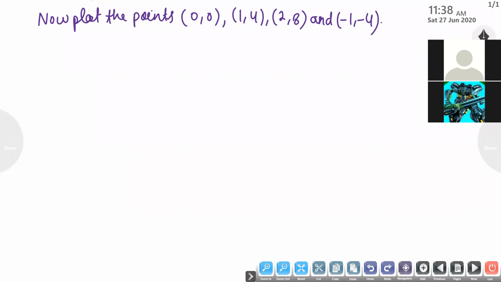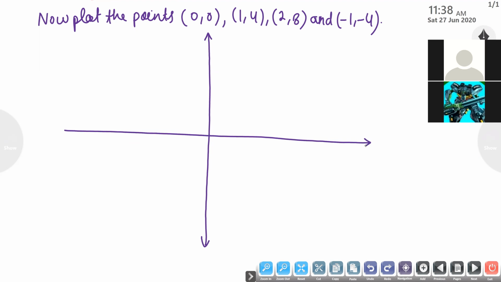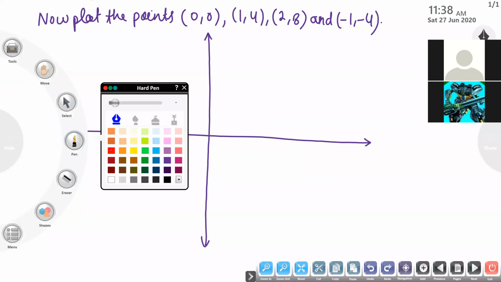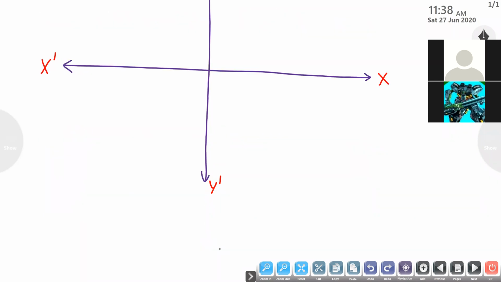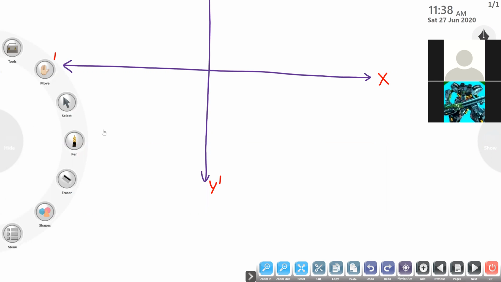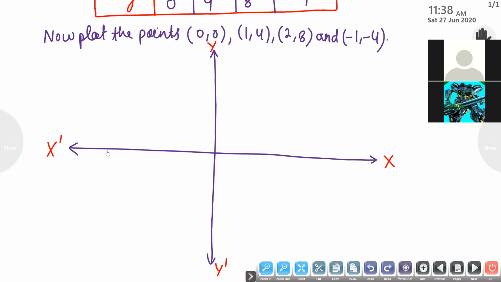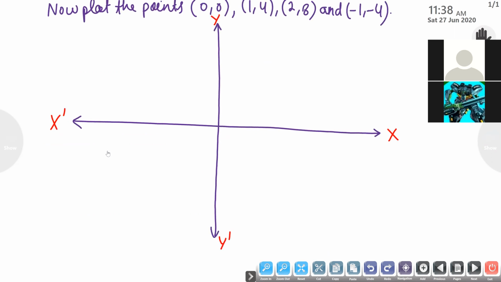Firstly, I want to draw the axes: y-axis, x-axis. I will write here x, x dash, y, y dash.